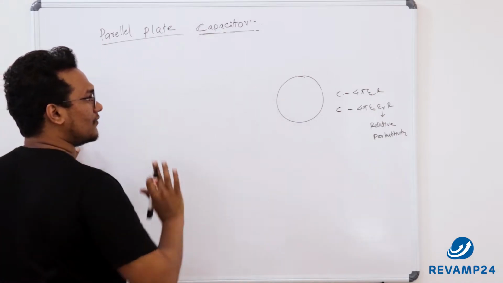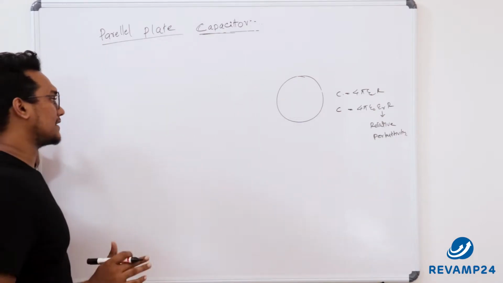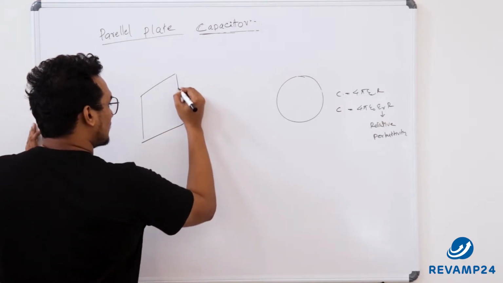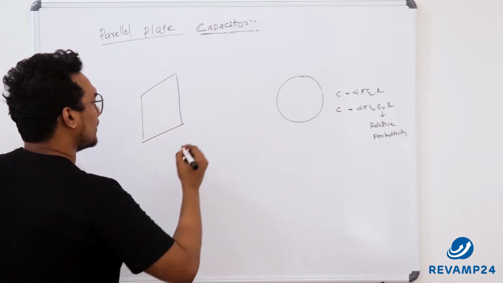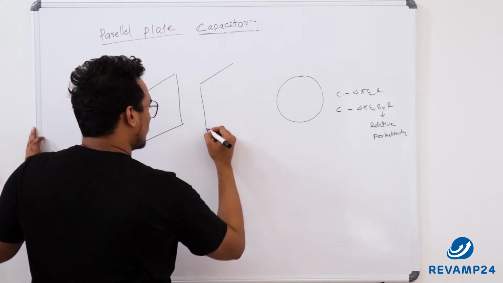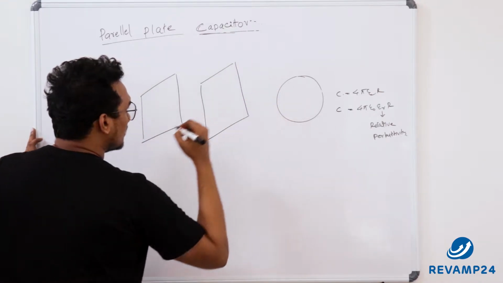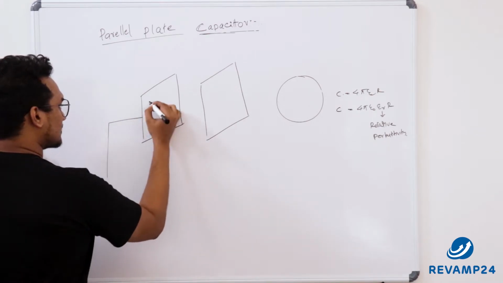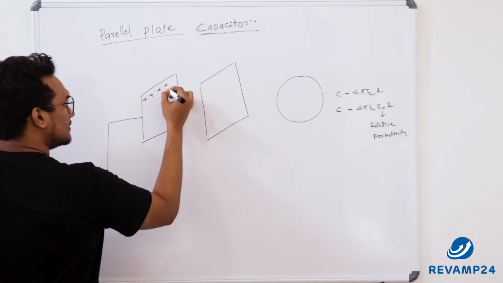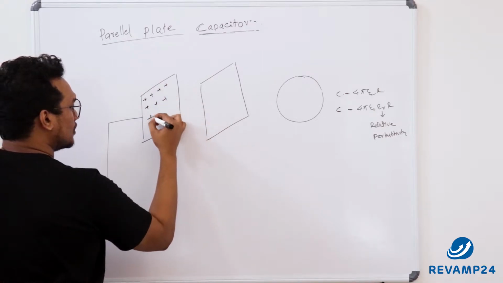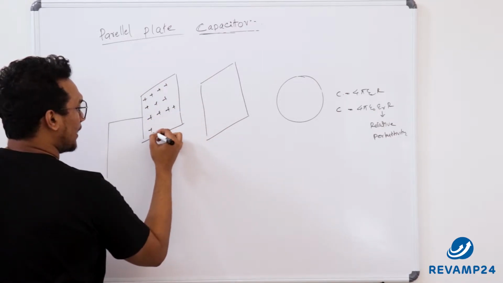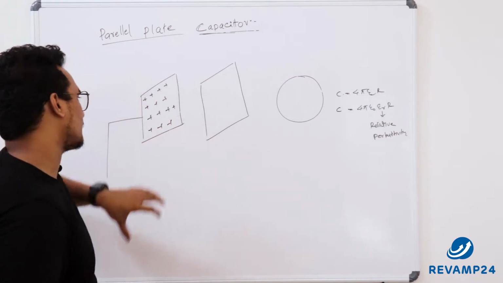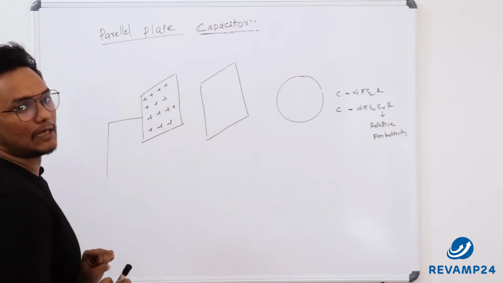Now, the other way to increase capacitance is using a parallel plate capacitor. Here I will keep a plate in this way, and the other plate will be placed parallel and face to face. We will be charging one side of the plate. So whenever we are charging, what will happen? Basically, I am charging one plate.